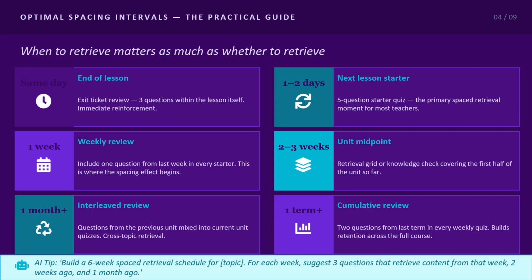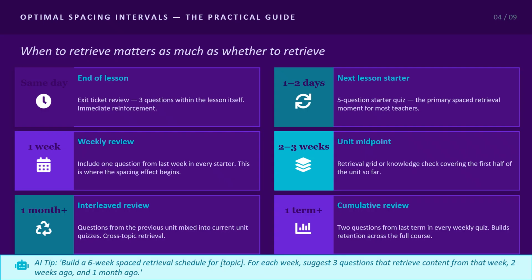One week is your weekly review. At least one question from the previous week in every starter quiz. One week is an important threshold in the spacing research. Much of the forgetting occurs within the first 48 hours, so by this point, most of the forgetting has occurred without being irretrievable. Retrieving at this point produces a significant memory strengthening effect. If you only have one spaced question to add beyond the previous lesson, make it a one-week-old question.